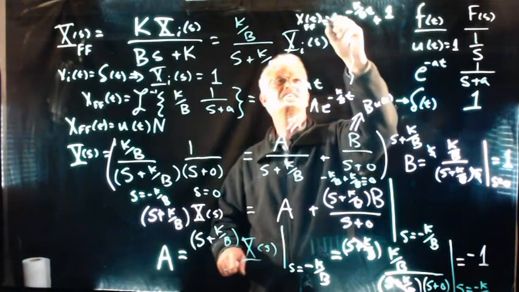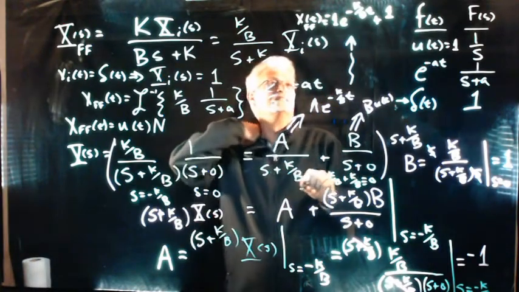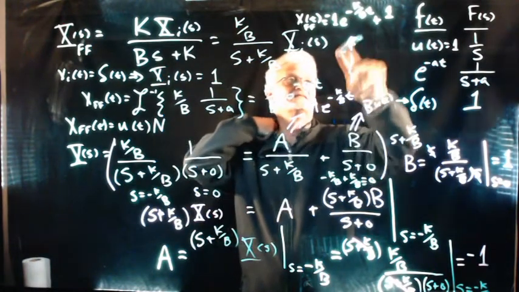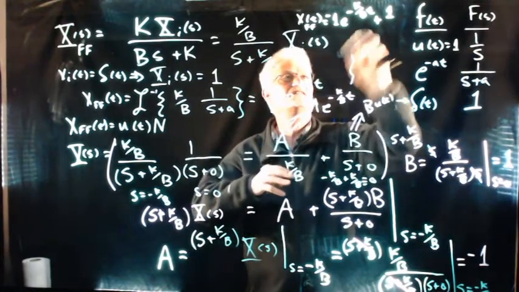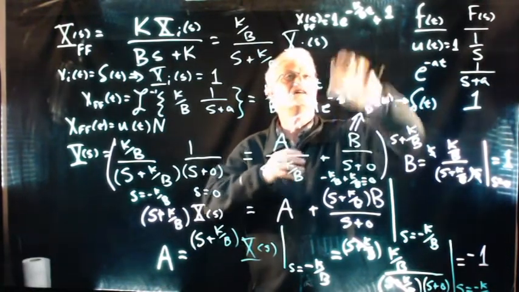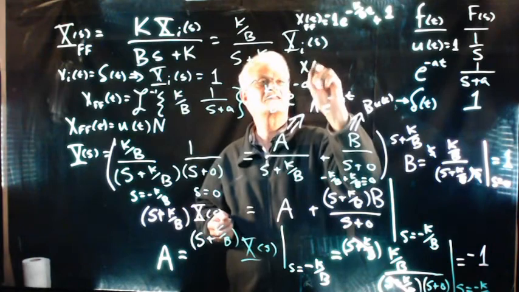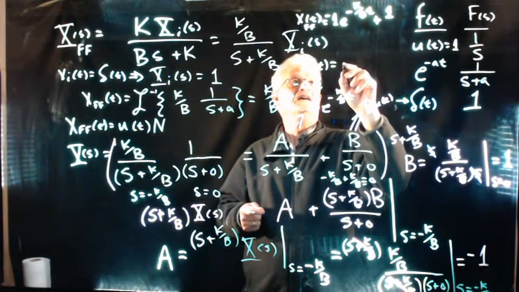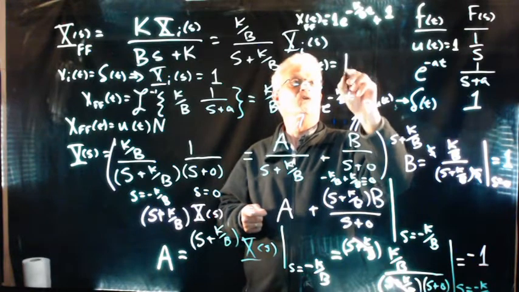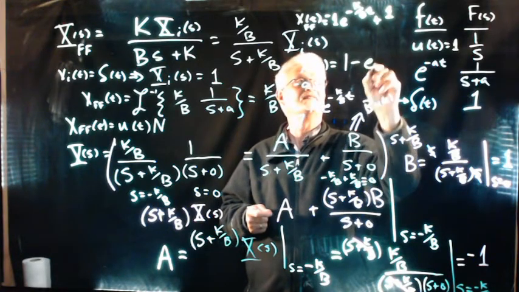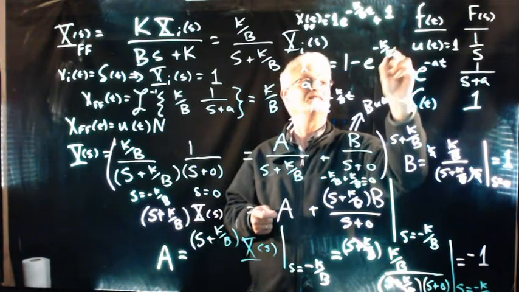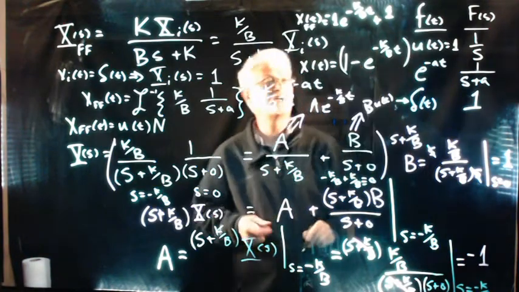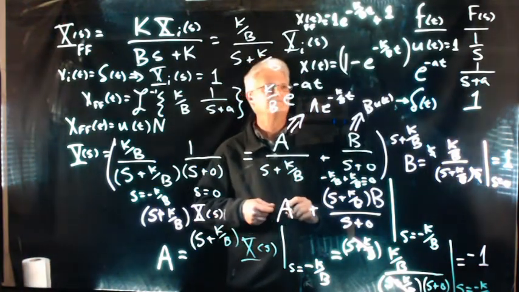The a happens to have a minus sign on it. And so if I really want to do this, now I have to get rid of this. x of t is equal to 1 minus e to the minus k over b times t. And that looks like a unit step.